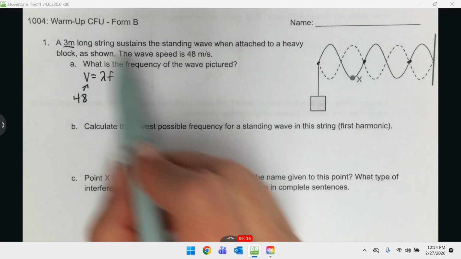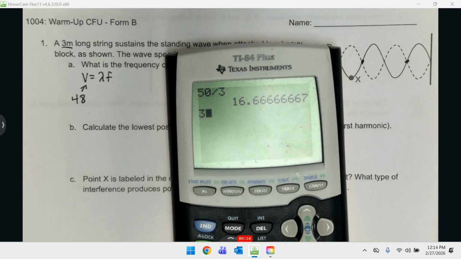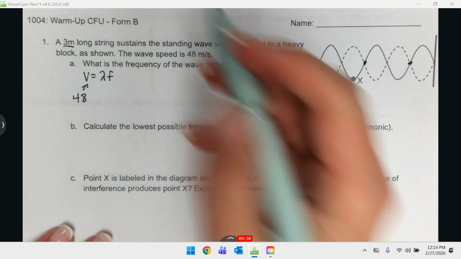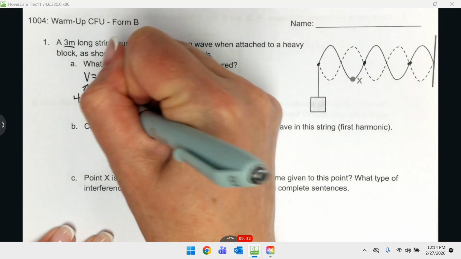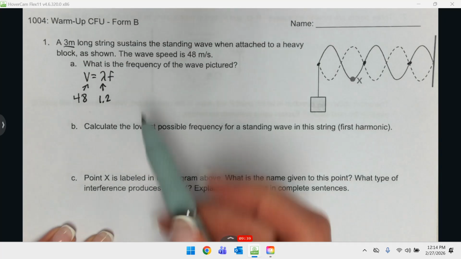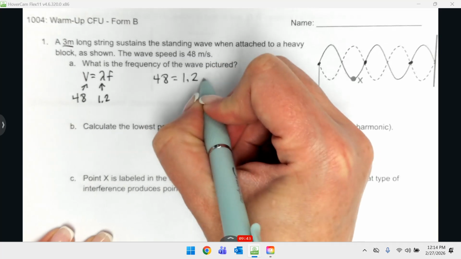If 2.5 waves are 3 meters long, then we can figure out how long one wave is by simply dividing 3 by 2.5. And so you would do 3 divided by 2.5, and you would get your wavelength to be 1.2. So each of those waves is 1.2 meters long. Again, that is the appropriate unit. You do want meters. And so now that we have these things, we have 48 equals 1.2 times f.